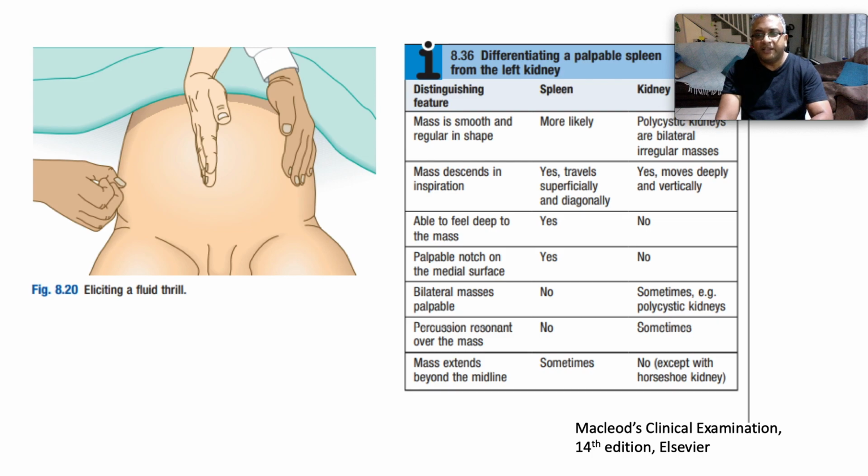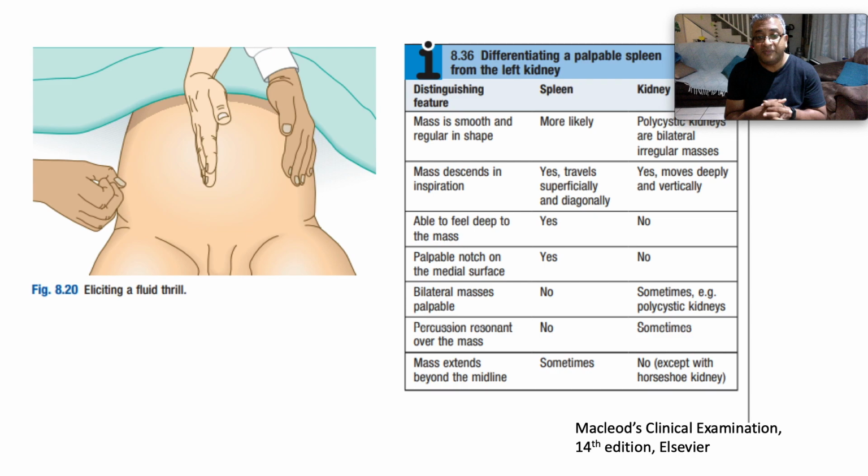So here, there's a beautiful table from McLeod outlining the differences between a palpable spleen and a left kidney. And so we've been through this, but let's just quickly rehash this. The distinguishing feature here is that the spleen is usually smooth and regular in shape. So if it's smooth and regular, the spleen is more likely. However, watch out for polycystic kidneys as well. If the mass descends in inspiration, both of them do so, right? If you're able to feel deep to the mass, it's most likely the spleen. If there's a palpable notch on the medial surface, yes, it's most likely the spleen.